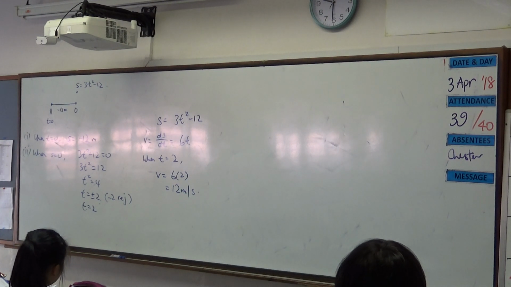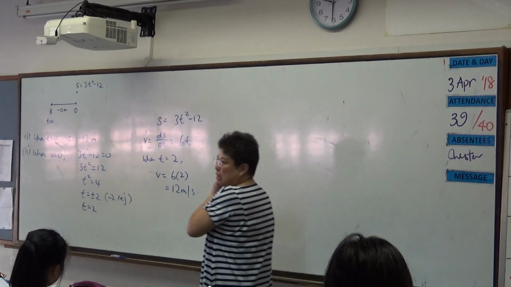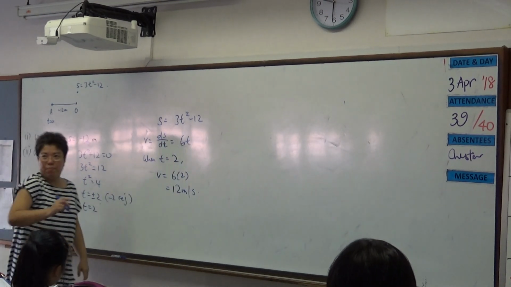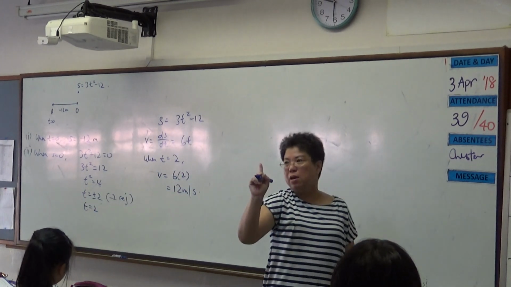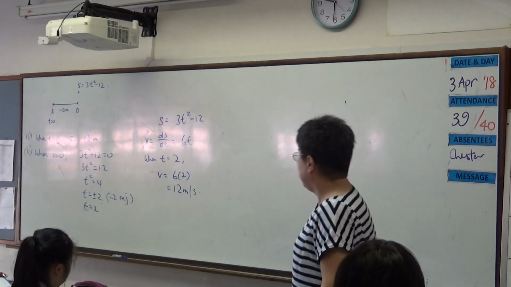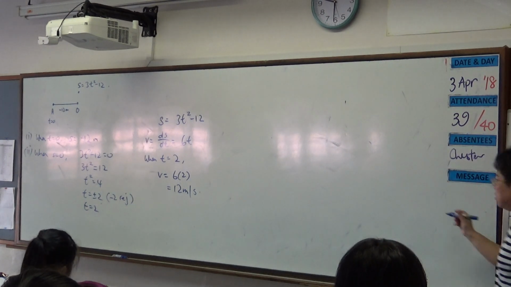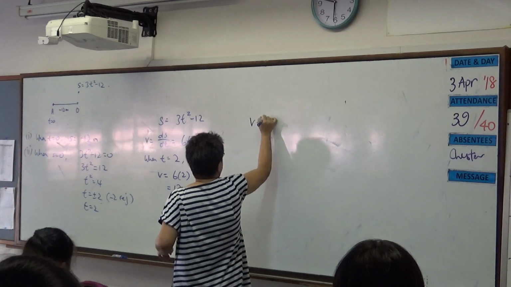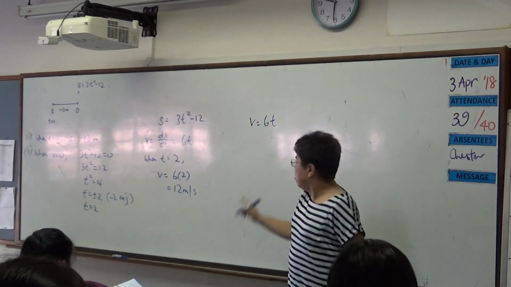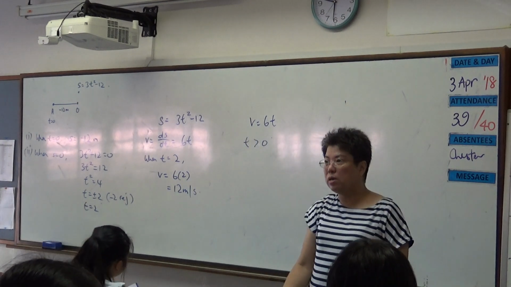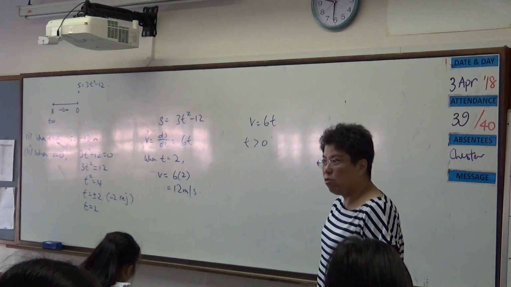Okay? Alright, next, part 3. Show that P never comes to rest after passing A. Never comes to rest after passing A. What does it mean? That means V will never be 0. Agree or not? V will never equal 0. Okay, now look at V. V is 6 times t, right? Do you agree that t is always bigger than 0? Time is always bigger than 0, or equal to 0.